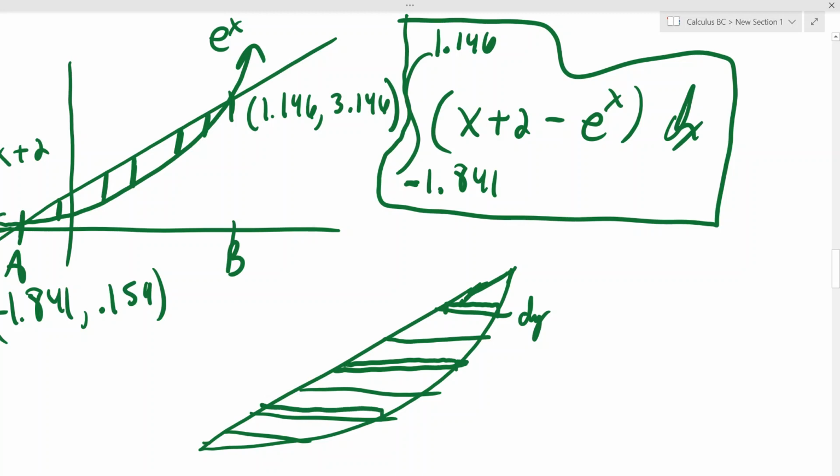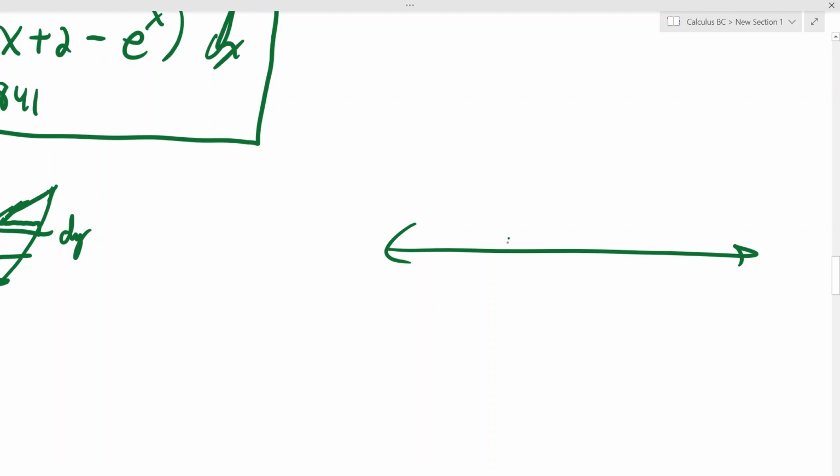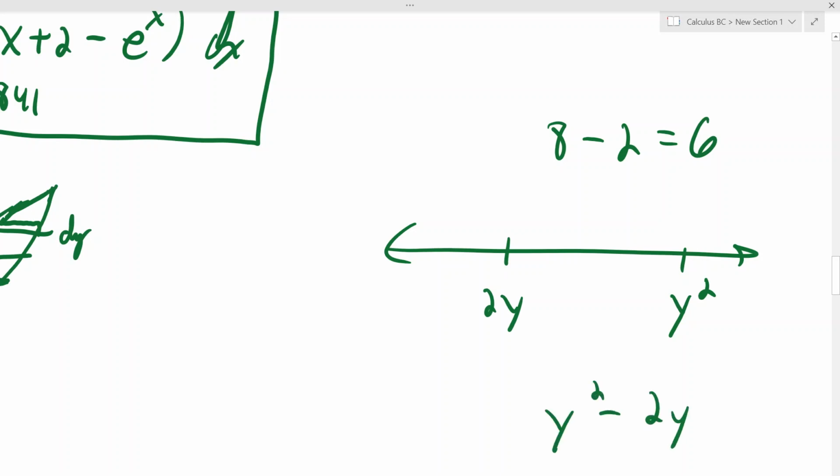So think about this again on a number line. If you think about this on a number line, if I said, hey, here's 2 and here's 8, if I said how far apart are those numbers, you would do 8 minus 2. You would say, hey, they're 6 apart. Cool. And if this side happened to be a y squared and this was like 2y, I'm just making these up. Now the distance between those is y squared minus 2y, just whatever those numbers happen to be. I'm using y for a reason.